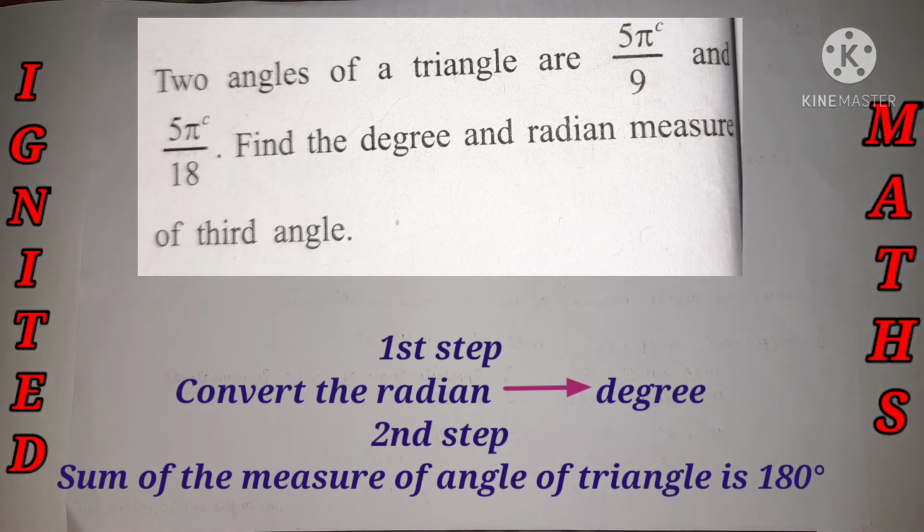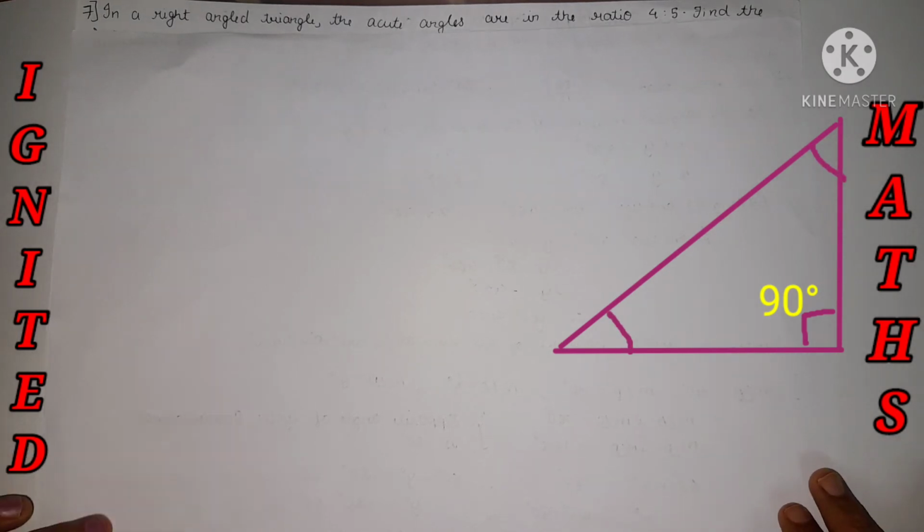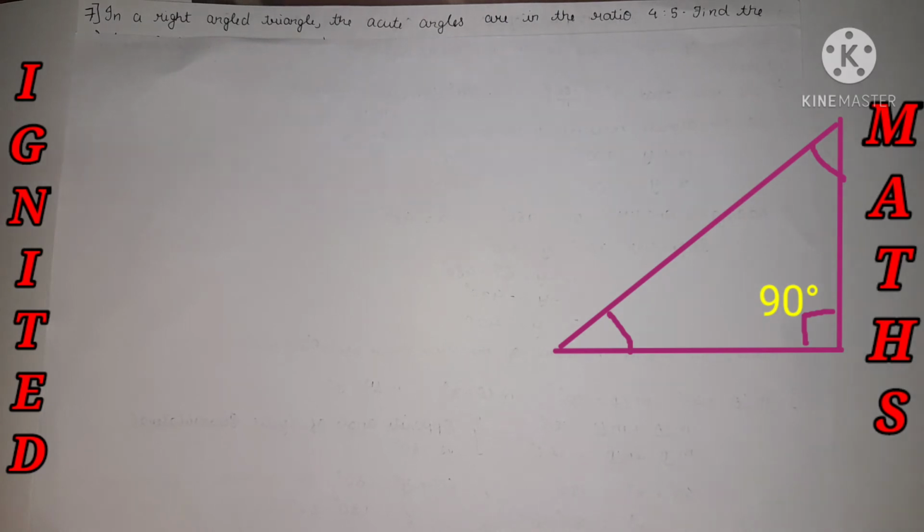It's up to us. Seventh question: the question is given as, in a right angle triangle, the acute angles are in the ratio 4:5, and we need to find the angles of the triangle in degree and radian. In both forms we need to find it. So let's start with it now.